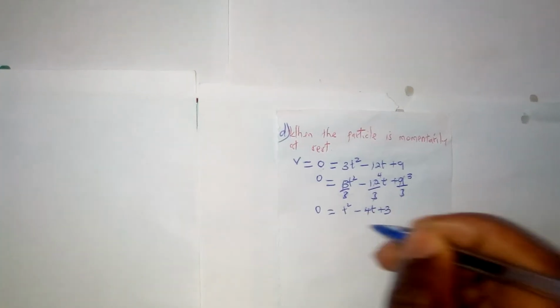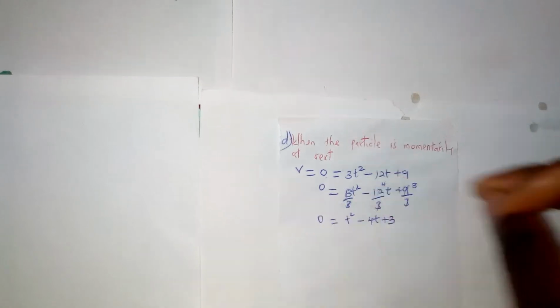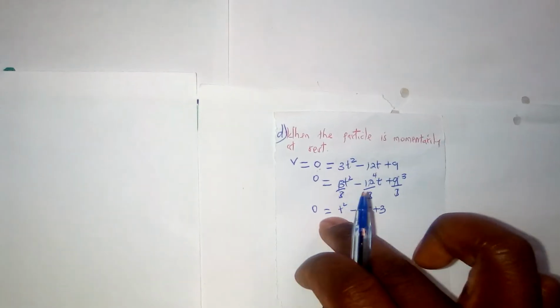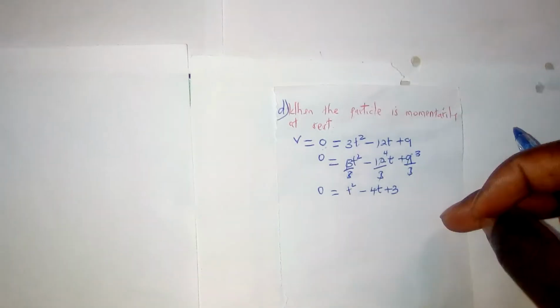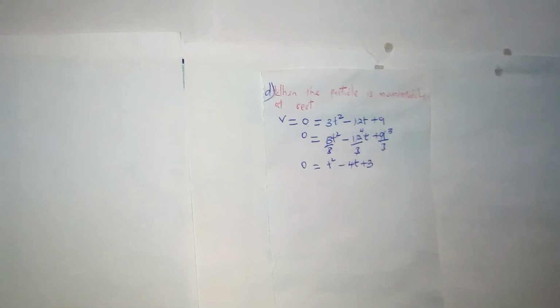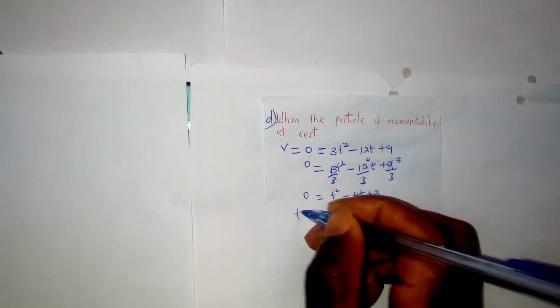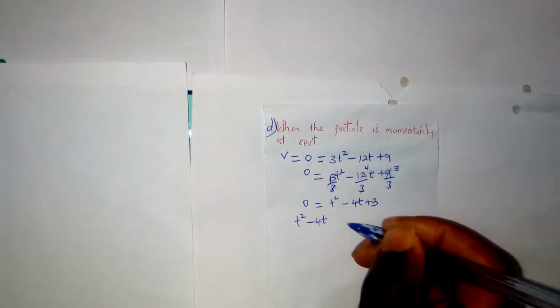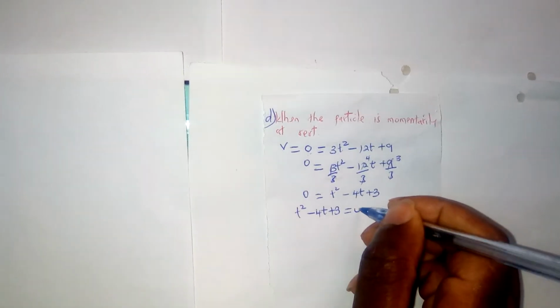The formula states that you are supposed to equate everything to 0. Remember, the equation is 0 is equal to, so let 0 cross the equal sign, then the rest come the other side round. So it will be t squared minus 4t plus 3 is equal to 0 there.